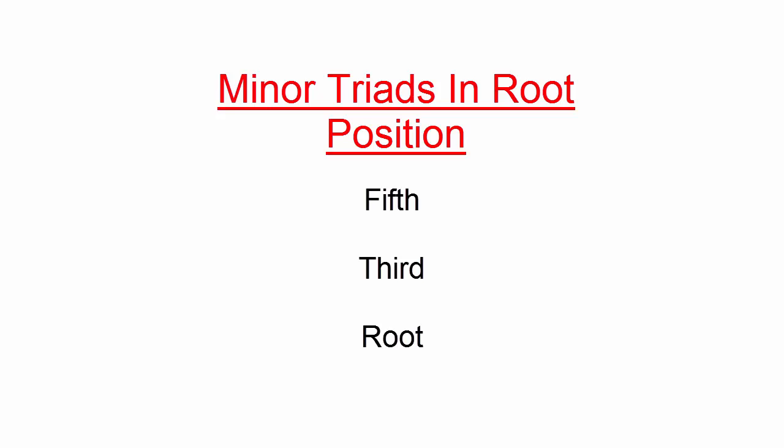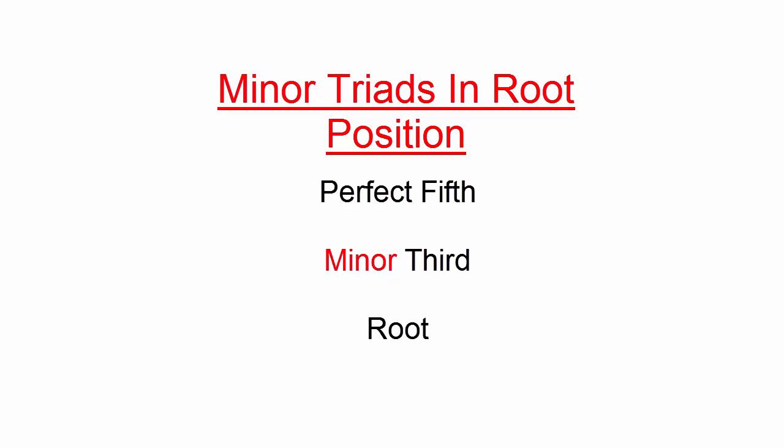Last video we discussed how all triads are composed of three notes: the root, the third, and the fifth. A minor triad is specifically built from the root using a minor third and a perfect fifth. The defining feature of a minor triad is the minor third, which is a semitone lower than the major third found in the major triad.